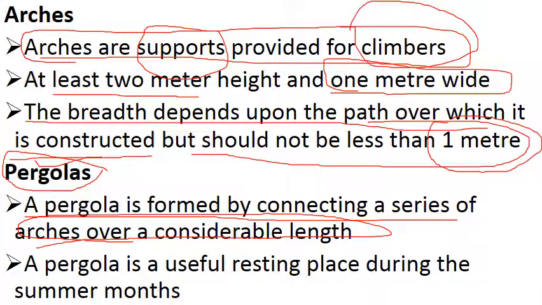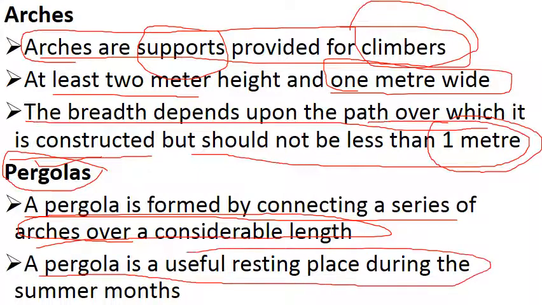Climbers can already grow through pergolas, but a pergola is useful for resting purposes, because in summer months there is bright sunlight and more heat. But in a garden, pergolas help to make a shaded place. We can rest under pergolas.